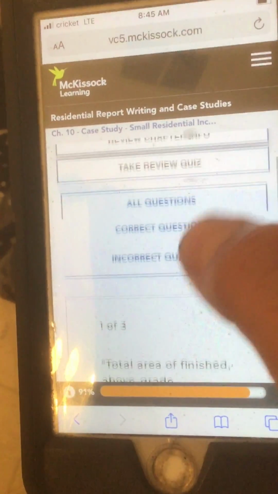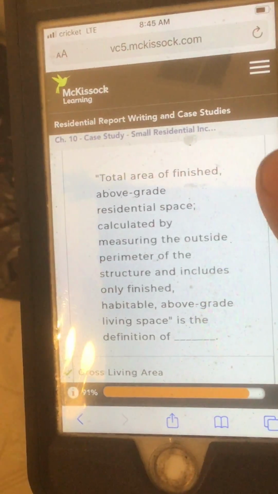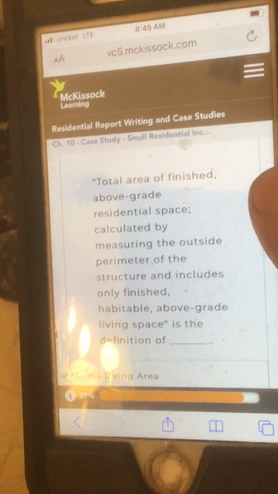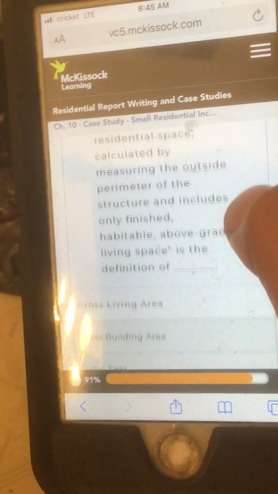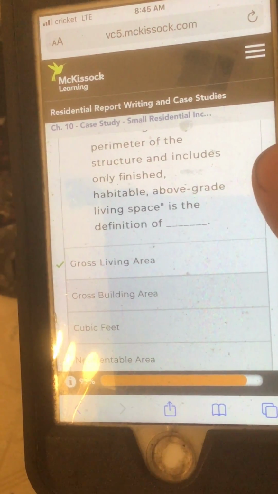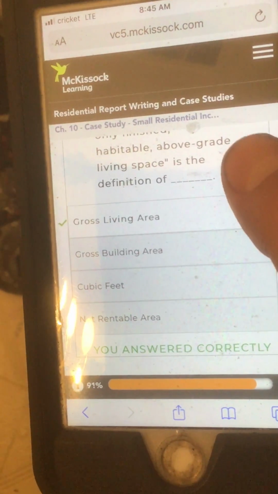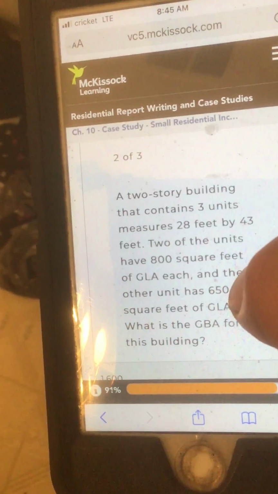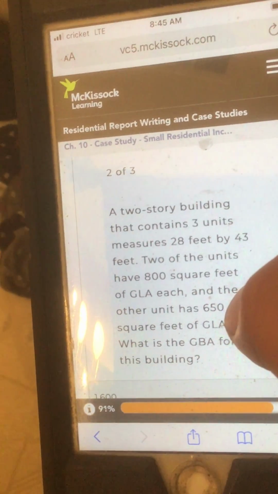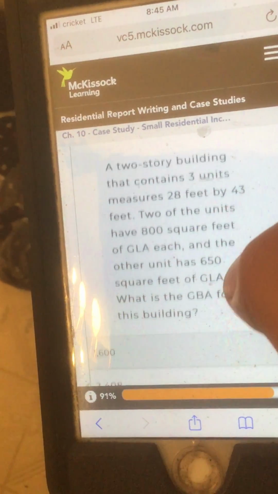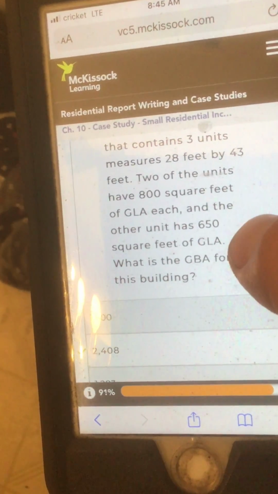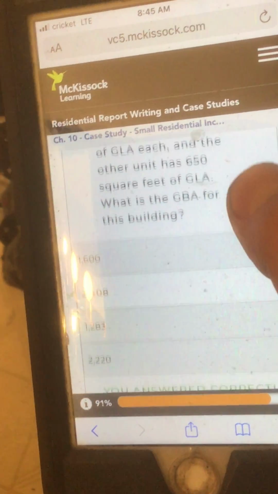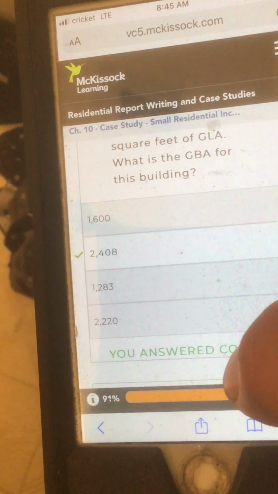You passed. So remember, total area of finished above grade residential space calculated by measuring the outside perimeter of the structure and includes only finished habitable above grade living space is the definition of. You said gross living area, and that is correct. Number 2, a 2-story building that contains 3 units measures 28 feet by 43 feet. 2 of the units have 800 square feet of GLA each, and the other unit has 650 square feet of GLA. What is the GBA of the building? You said 2,408 square feet, and that was correct.